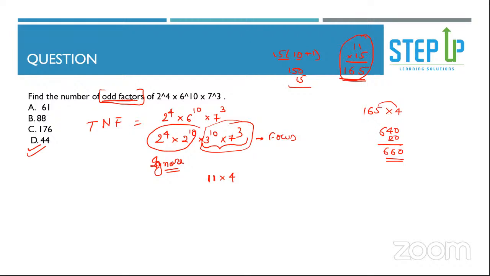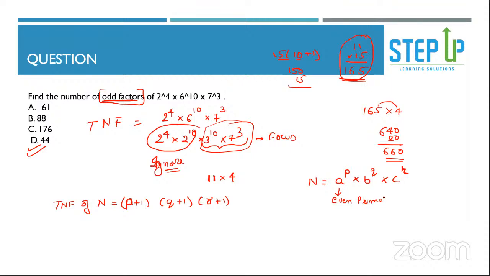Once again, RK, let's say n is equal to a to the power p into b to the power q into c to the power r. The total number of factors of n is p plus 1 into q plus 1 into r plus 1. If a is an even prime number, see, 2 is the only even prime number. So if you have to find even factors, right?